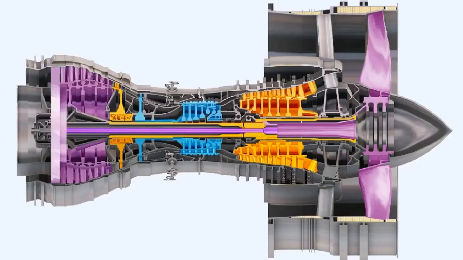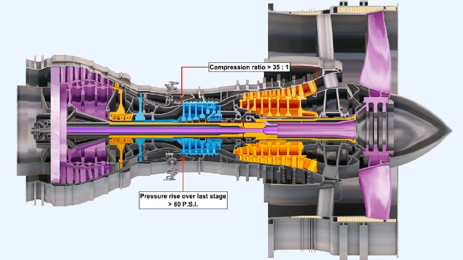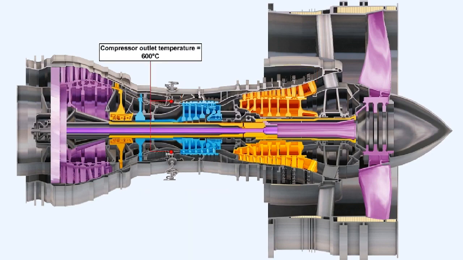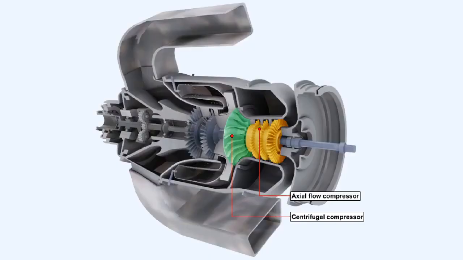In larger, more modern engines, compressors may consist of up to 3 spools. So effective is this method of compression that in an engine like the Rolls-Royce Trent, compression ratios in excess of 35 to 1 can be attained. In this engine, the pressure rise over the last stage may be greater than 80 pounds per square inch. The high pressures generated can result in compressor outlet temperatures of up to 600 degrees Celsius. Although we have only shown engines which have just centrifugal or axial flow compressors, some lower-powered engines do use a combination of centrifugal and axial compressors.